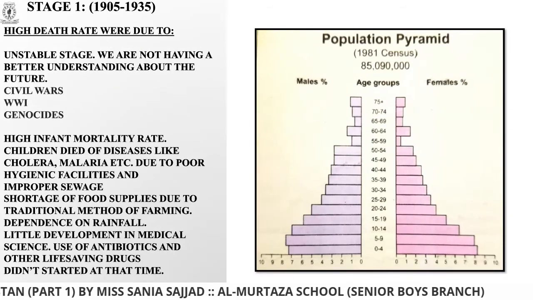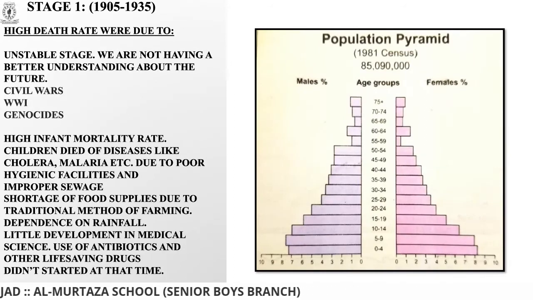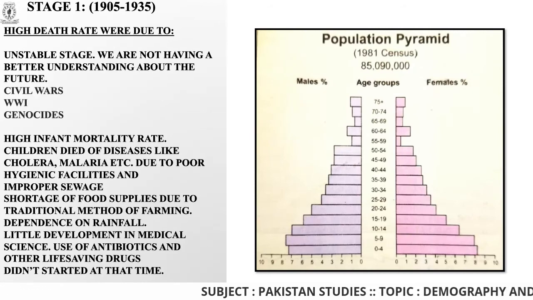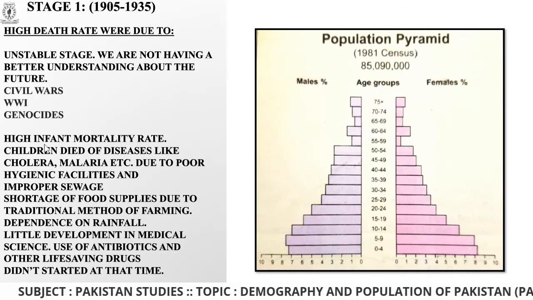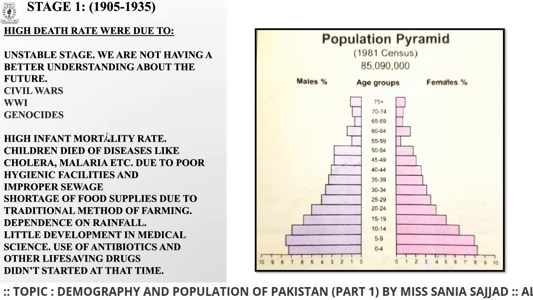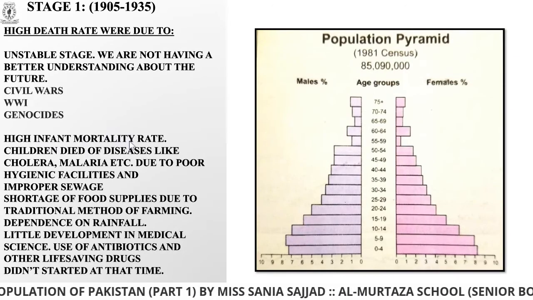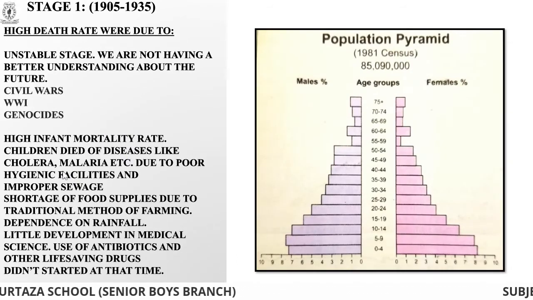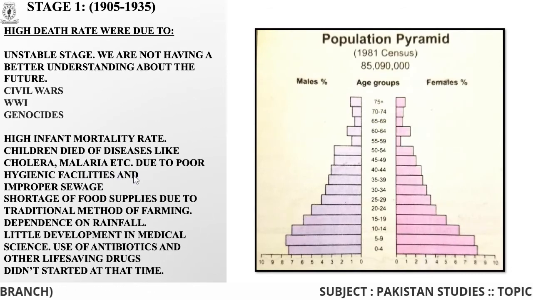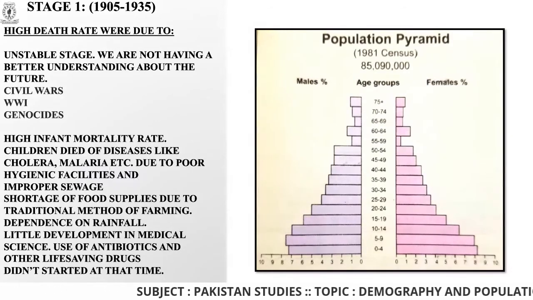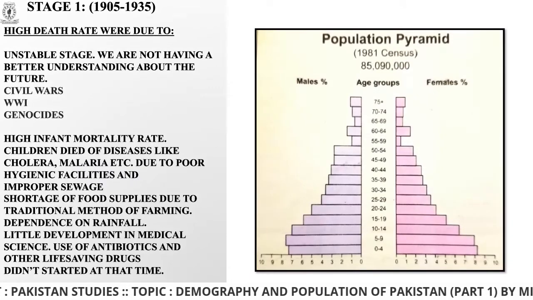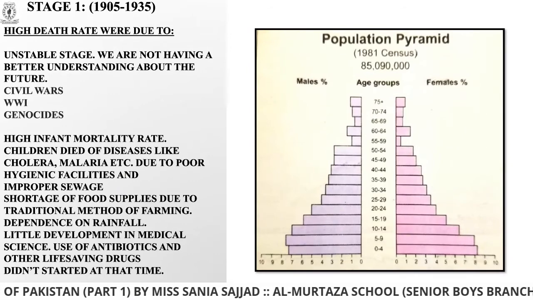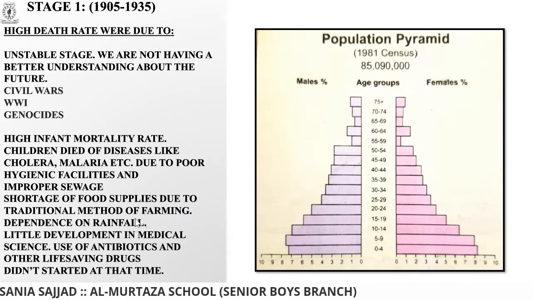And the major reason why it was not a developed stage, or why stage 1 has the record of people dying more, is that there was a high infant mortality rate. High infant mortality rate means the children who are born and then die due to different diseases such as cholera, malaria, etc. And there were no medicines present at that time to look after them or to make them feel better.